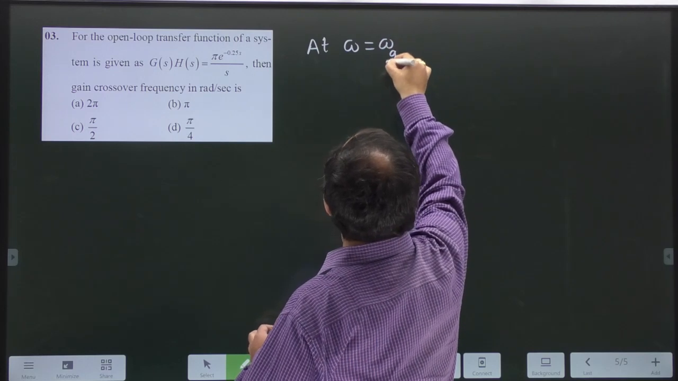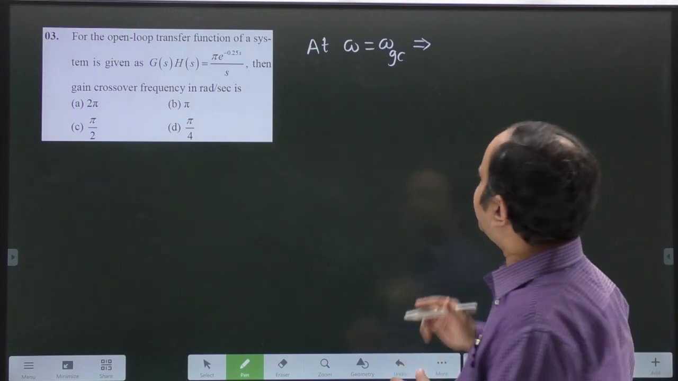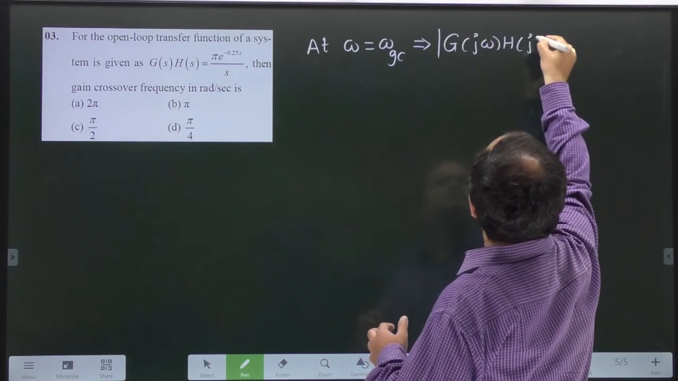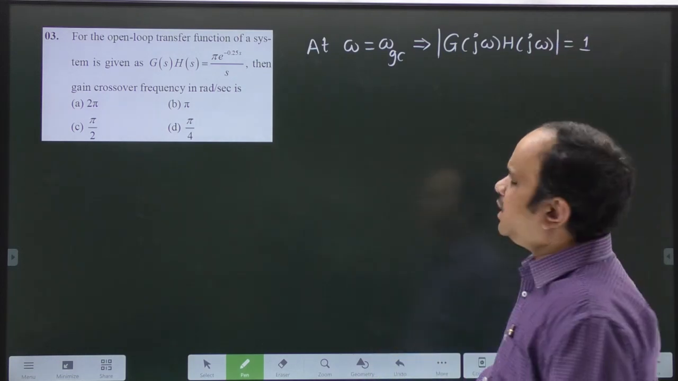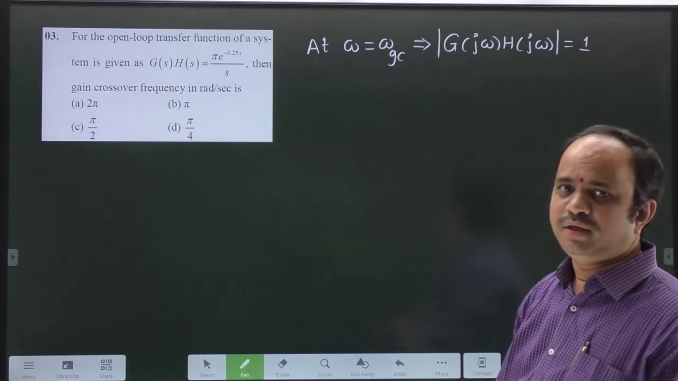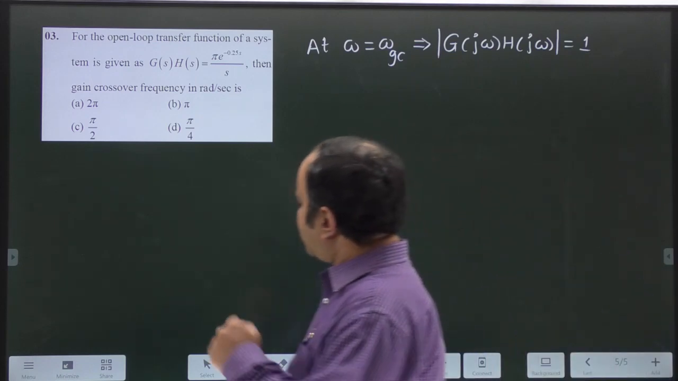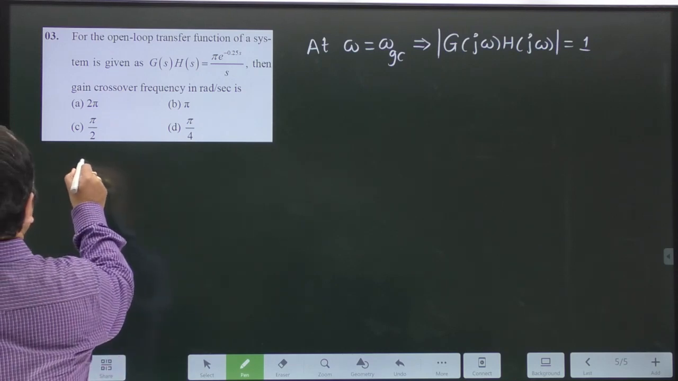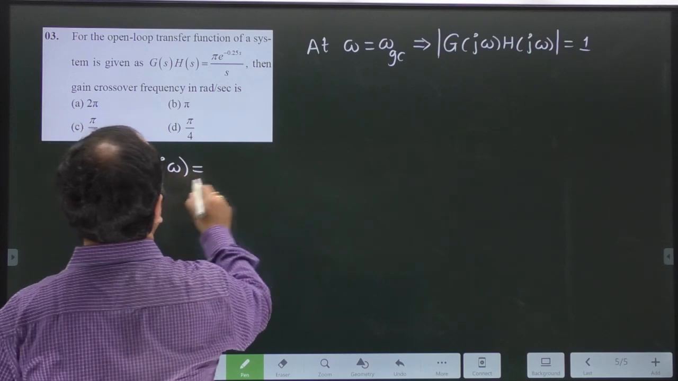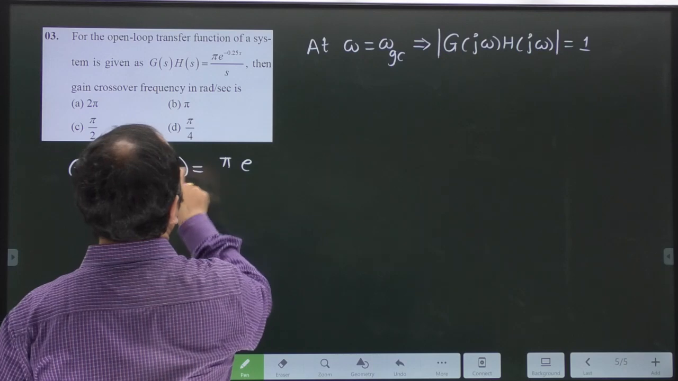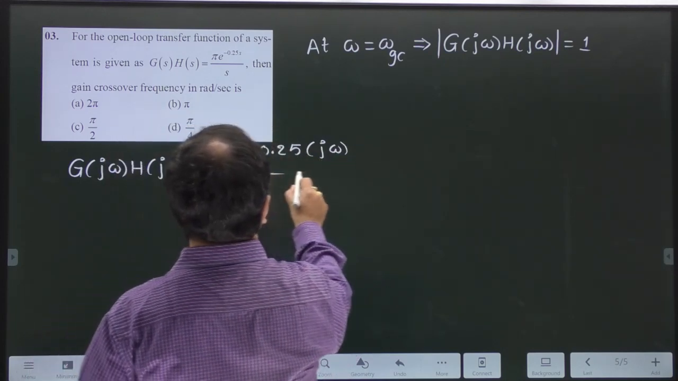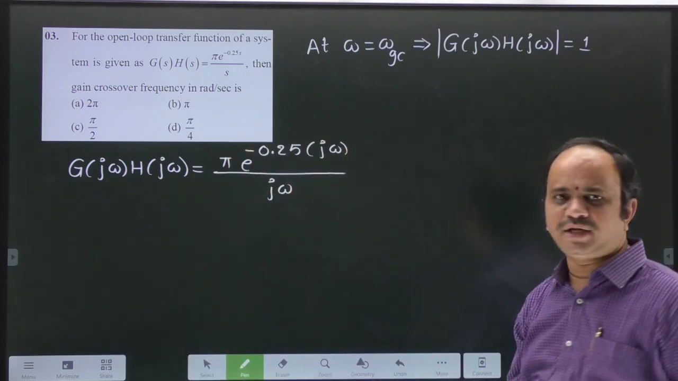At omega is equal to omega gc, where omega gc is the gain crossover frequency. How to define the gain crossover frequency? We can define it as the frequency where the magnitude of the given transfer function is equal to 1. That frequency is known as the gain crossover frequency. So from the given transfer function, first let us define G of j omega into H of j omega. This is pi multiplied with e power minus 0.25 j omega divided by j omega, where pi is a number here.